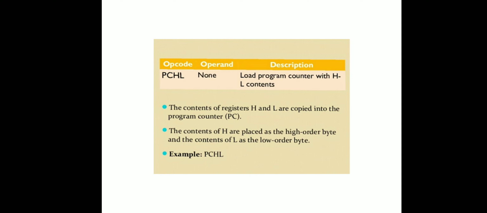PCHL. This instruction is used to copy data to the program counter. After execution of this instruction, the content of the HL pair is copied to the program counter. The content of H is placed as the higher order byte and the content of L is placed at the lower order byte.